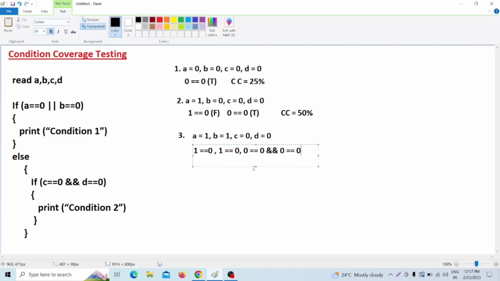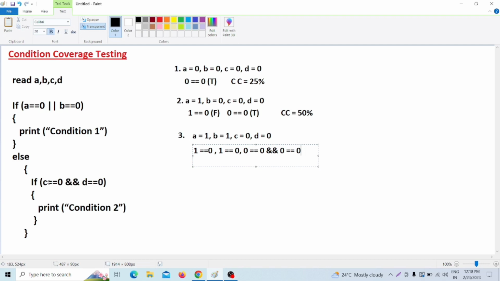For AND, if any one becomes false, then the overall answer will be false. So if this value is false, then the whole answer will be false. Remember, I am repeating once again: if we use the AND operator, both will be checked, and if any one becomes false, then the overall answer will become false.